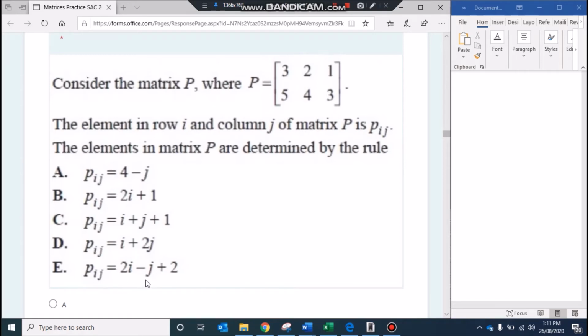Let's just check a couple of them to make sure E works. Let's again focus on this last one where I is 2 and J is 3. 2 times 2 is 4, minus 3 is 1, plus 2 is 3. So that works. Let's try this one. I is 2 and J is 1. So 2 times 2 is 4, minus 1 is 3, plus 2 is 5. And you could keep checking the rest if you want, but I'm fairly satisfied that E is the only one that works here.